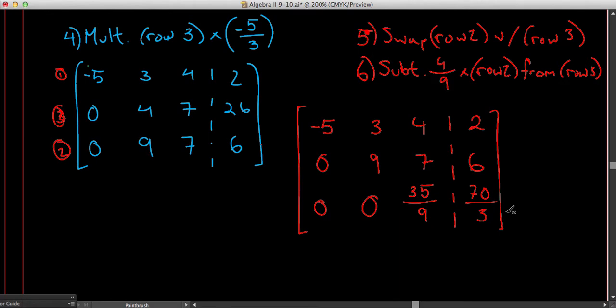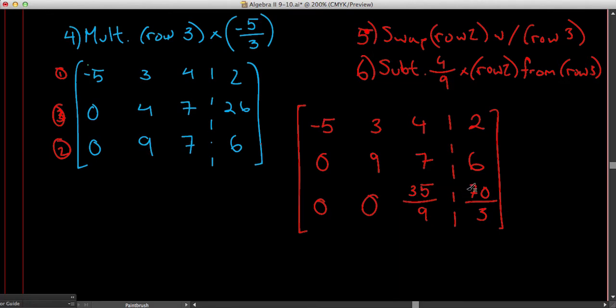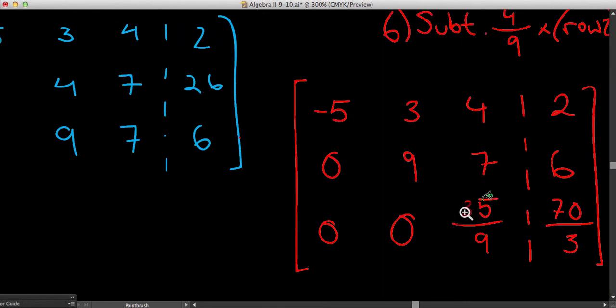I think what we can do now, so the 35 and the 70 are multiples of each other, and the 9 and the 3 are as well. So if I multiply the third row by 9/35, that would create a 1 here, which is what I want. Our identity matrix has a 1 in this position. And then also, it would reduce this 70, which is exactly what we want. And it would also reduce the 3.